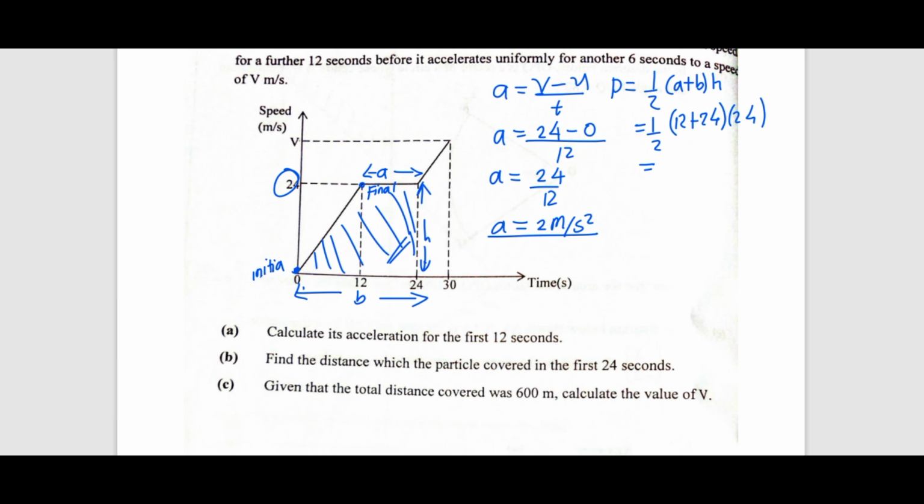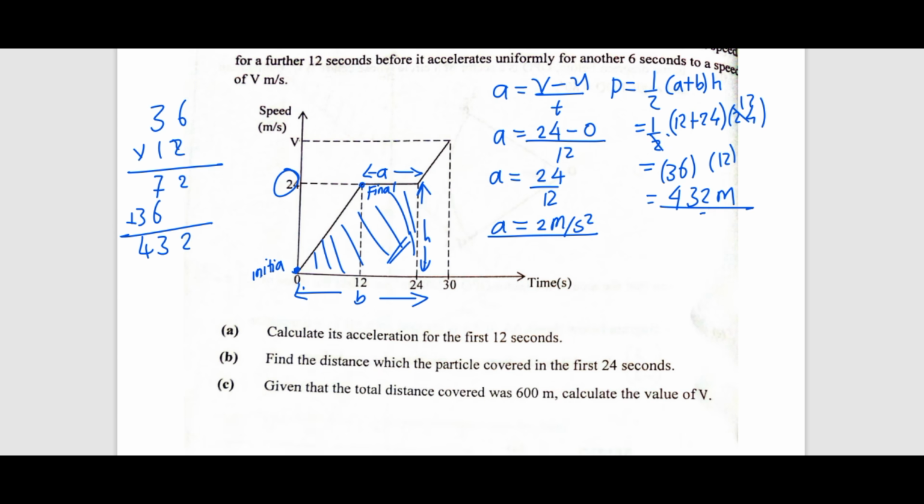So 12 plus 24 is 36. Then 2 here is 1, 2 here is 12. So 12 times 36, so we know 36 here, 12 here. So 2 times 6 is 12, carry 1. 2 times 3, 6 plus 1, 7. 1 times 6 is 6, 1 times 3 is 3. So if we add, we have 2, here 13, carry 1, 4. So according to my calculations, I'm getting 432 meters as our distance.